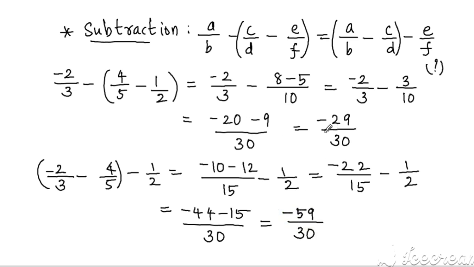Then check the answers. So you can see they are different. That means associative property is not true in case of subtraction. Now we can move on to the third operation, that is multiplication.